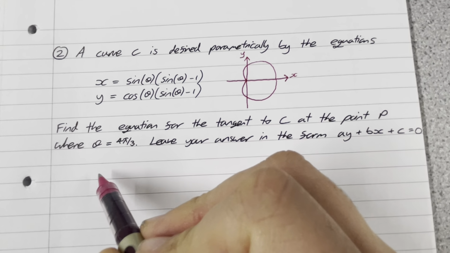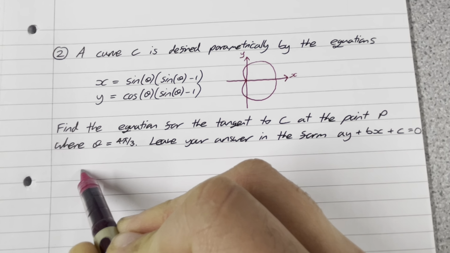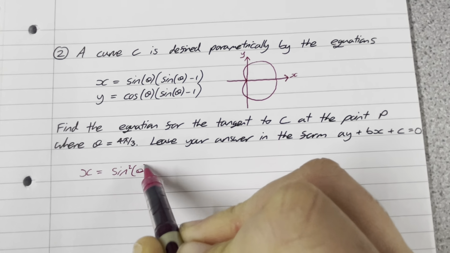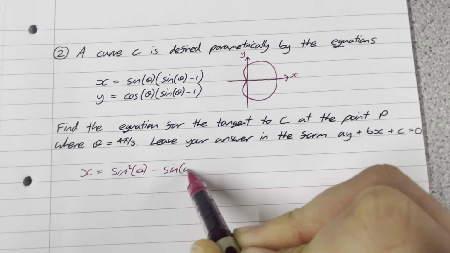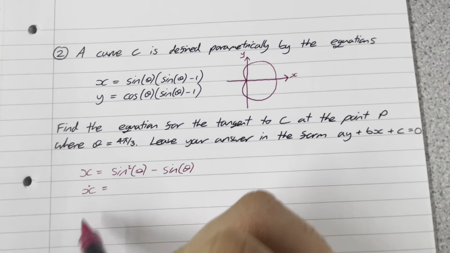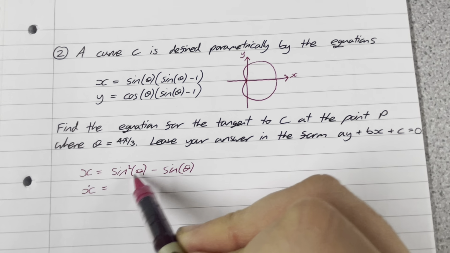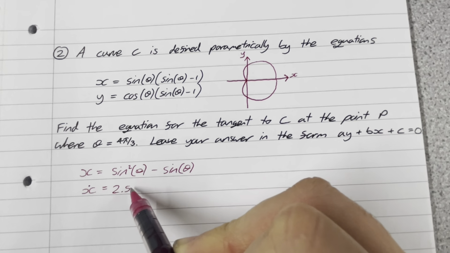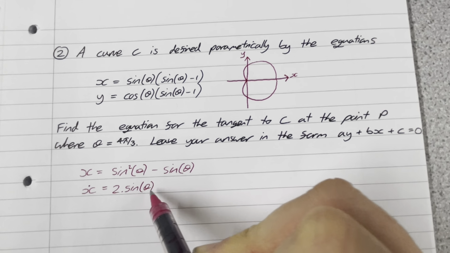First things first, we need to find dx by d theta. So I'm going to say x is equal to sine squared theta minus sine of theta. So x dot, which is the notation I'm going to use for the differential with respect to theta. You can either use the chain rule or you can use the product rule for the sine squared, but whichever you do, you're going to get 2 sine theta cos theta.